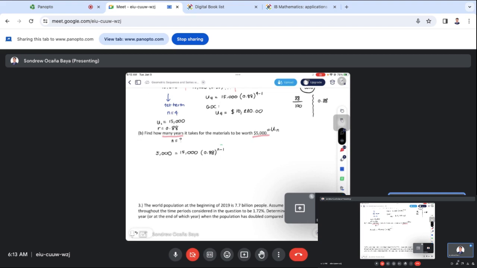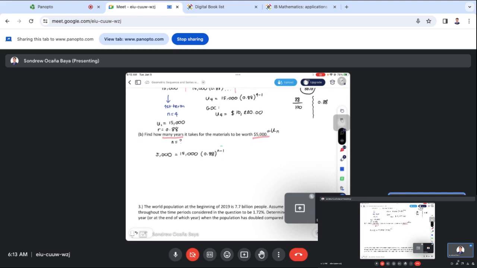Now before you use the GDC here, it's better for us to do a little bit of solution, especially if the point in the IB exam is quite high. There are many points, so the examiner would wish to see a little of your solution before you use the GDC. So we can divide both sides by 15,000. And so we have here 1/3 equal to 0.88 to the power of n minus 1. So at this point, we can now make use of the GDC.